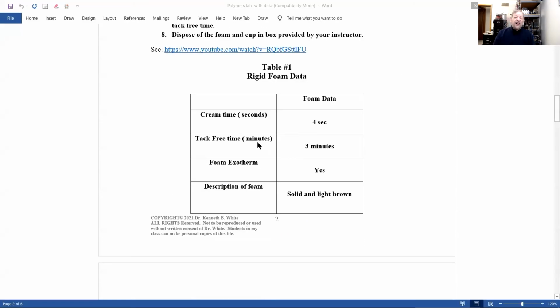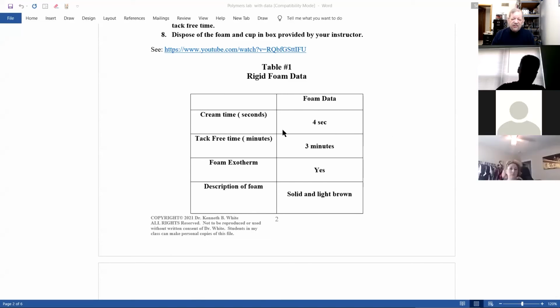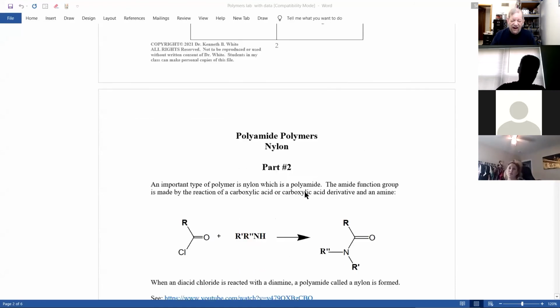And because you're not going to do it in the lab, here's the data. Here's the cream time. Here's the tack-free time. And yes, there was heat given off, exotherm, and it was a solid light brown, like I just showed you. All right, let's move on.